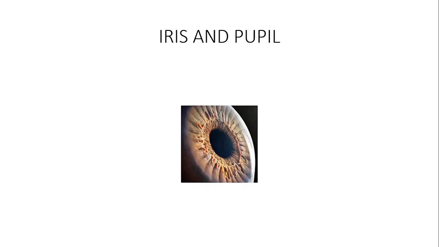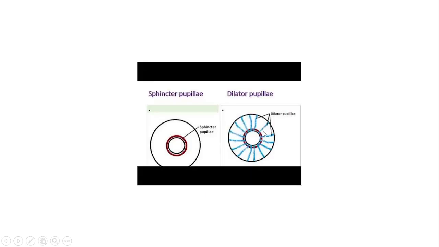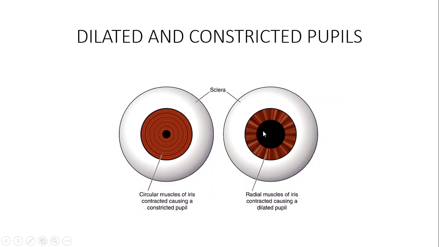So the outer edge of the iris, which is known as the root of the iris, is connected to the sclera. Let me show you more pictures here. This is the outer edge of the iris. It's connected to what? The sclera. Is that clear? Great.